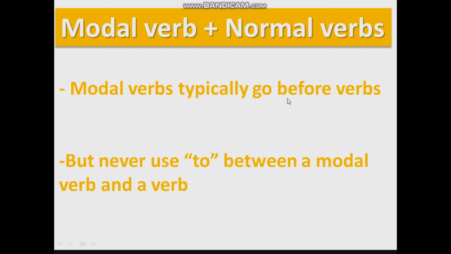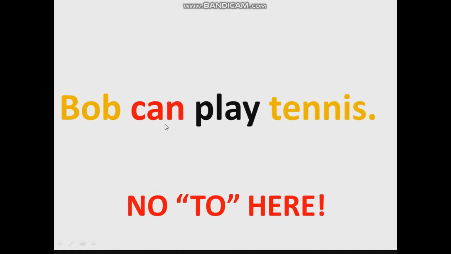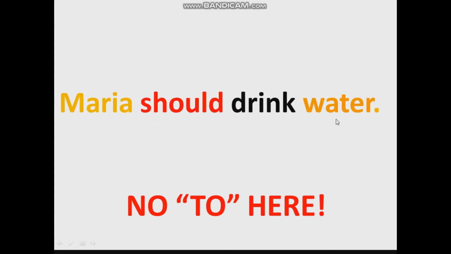Yes, can drink, can sleep, can play. But never use to. Never, never, never use to between a modal verb and a verb. Don't do it. For example, Bob can play tennis. Can is a modal verb. Play is a normal verb. We don't use to to separate. No, no to. Can to play? No, can play.